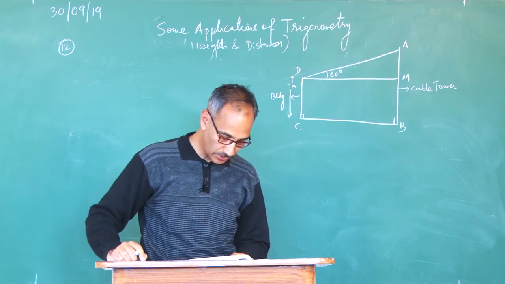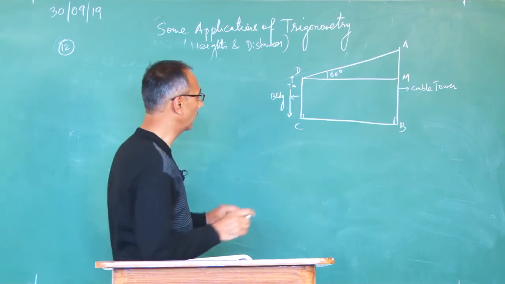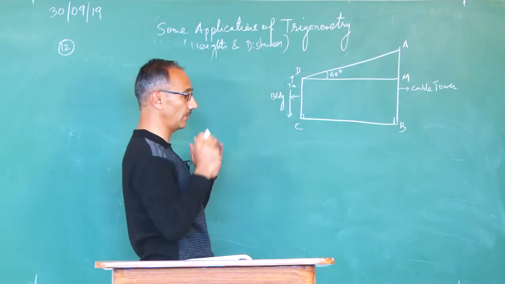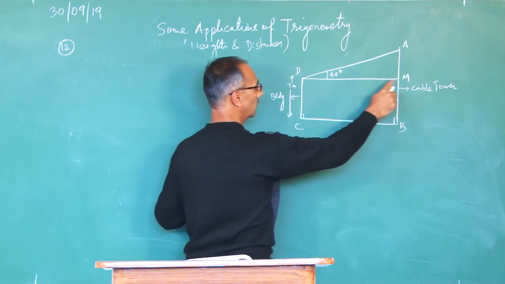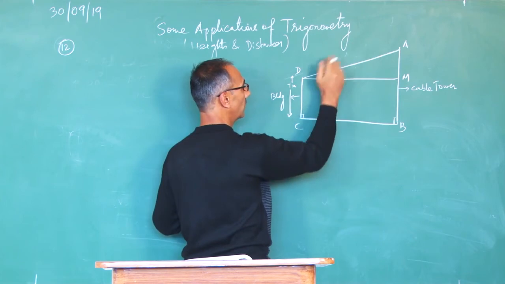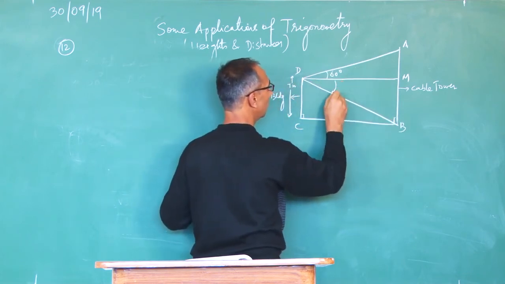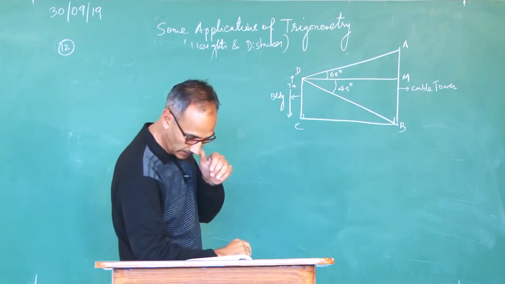And the angle of depression from the same point of the foot is 45. Means from the same point you see the top of the cable tower, and from the same point you see its foot. Angle of depression. This is the line of sight. It got shifted. Same line of sight got shifted down. Now this angle is given to be 45 degrees. Angle of depression is 45 degrees.